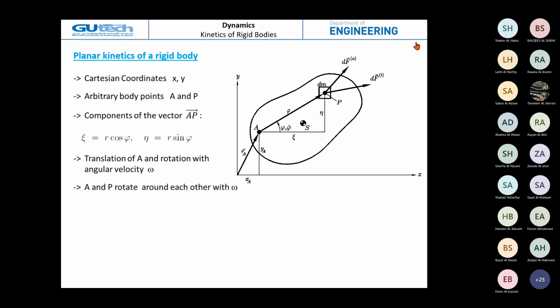Okay, it seems that there was a problem with the connection.